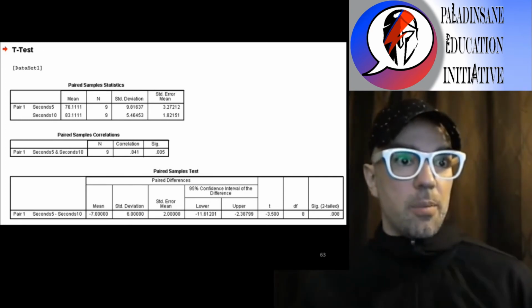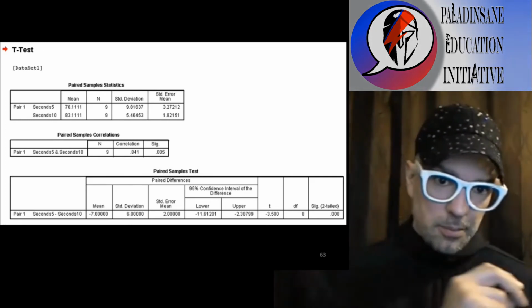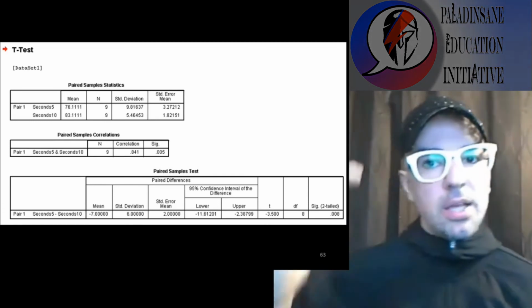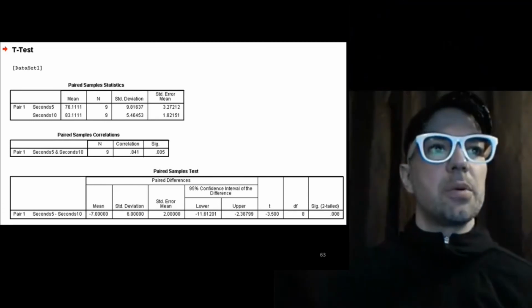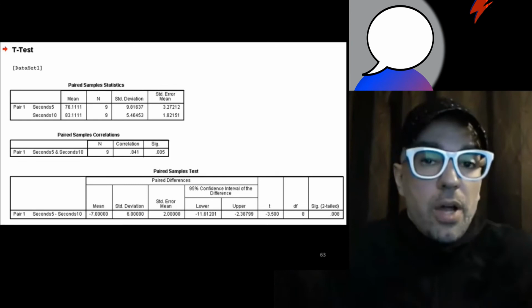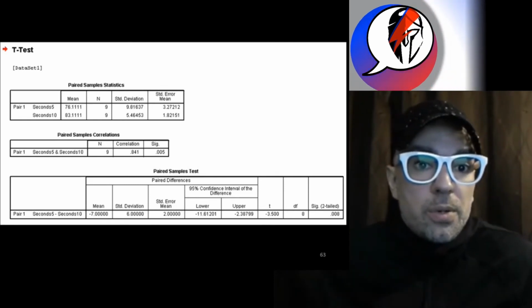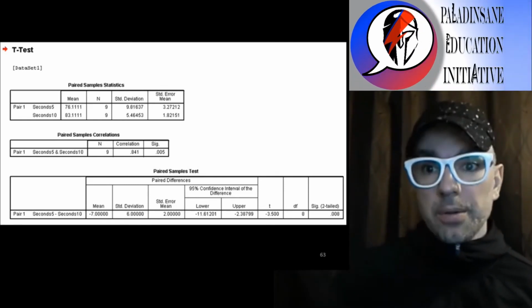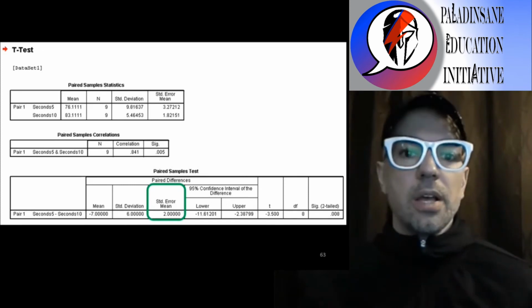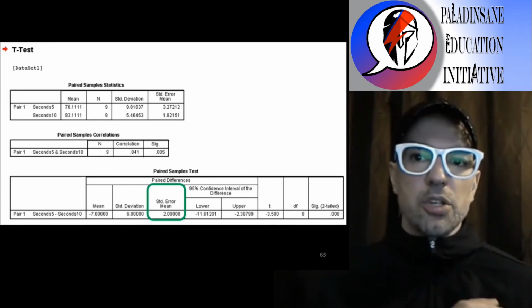And there is one number in the bottom table, that paired samples t-test table, that is labeled standard error mean. So the question is, which one do we look at? And the answer is that one. So make a note. That's the standard error of the mean that you want.